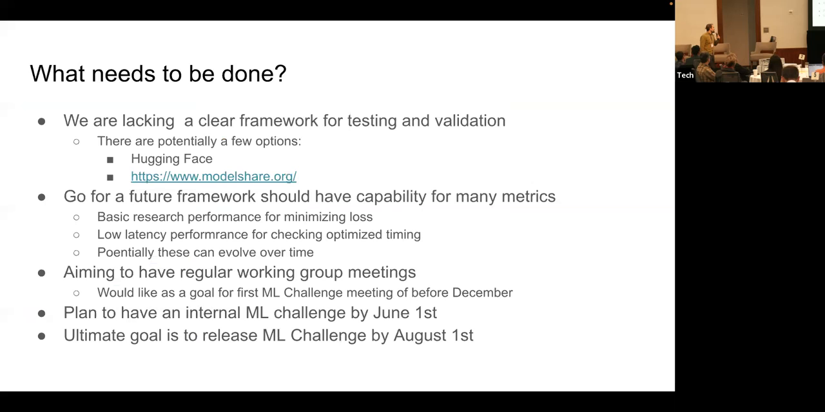All right, so what needs to be done? Well, we just talked about various things, but the idea was that we need some sort of framework for testing and validation. I think none of us at the table were familiar with these frameworks. There's things like Hugging Face, or modelshare.org. This is another way to save models and save challenges. I wanted to advertise this here because I suspect there's somebody in the room who's written their own ML challenge framework. And if you would like the HDR community to use it, please contact me.